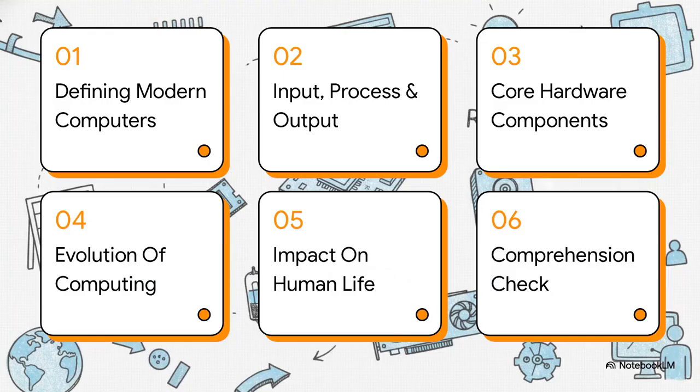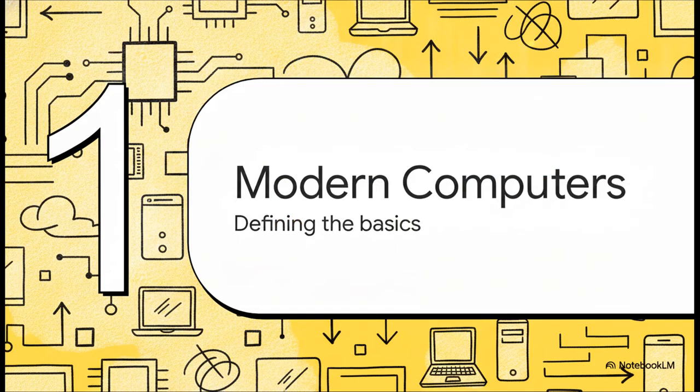computer. Okay, let's quickly map out our curriculum for today so we know exactly where we're headed. We'll start by defining the modern computer, look at the input, process, and output loop, check out the core hardware components, trace the evolution of computing, discuss its impact on human life, and finally wrap up with a quick comprehension check. So, Section 1, Defining the Modern Computer.